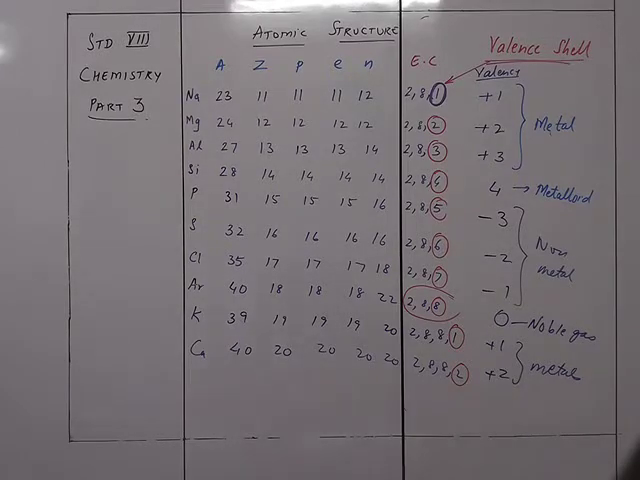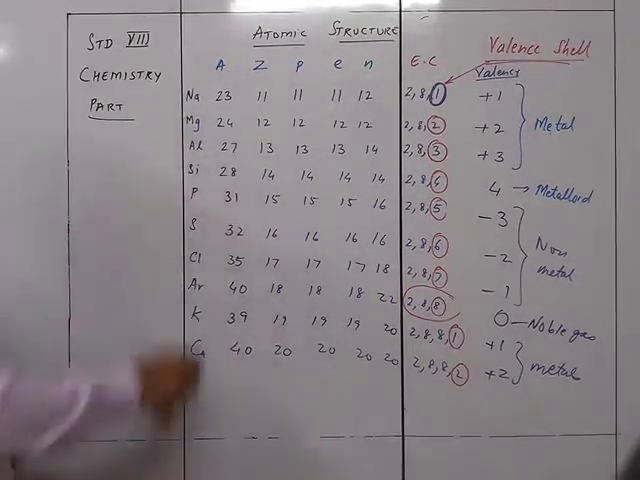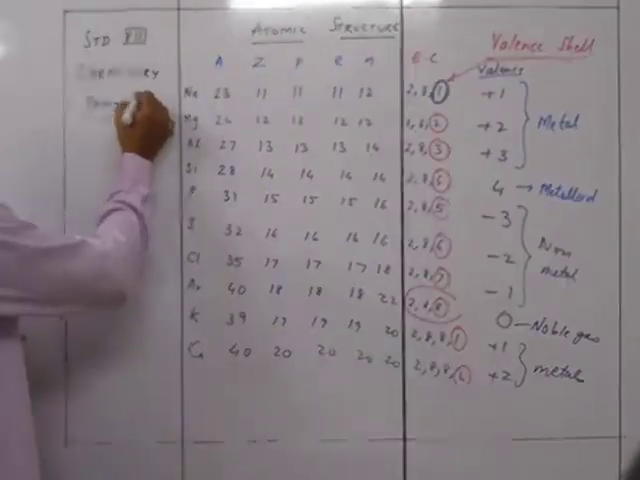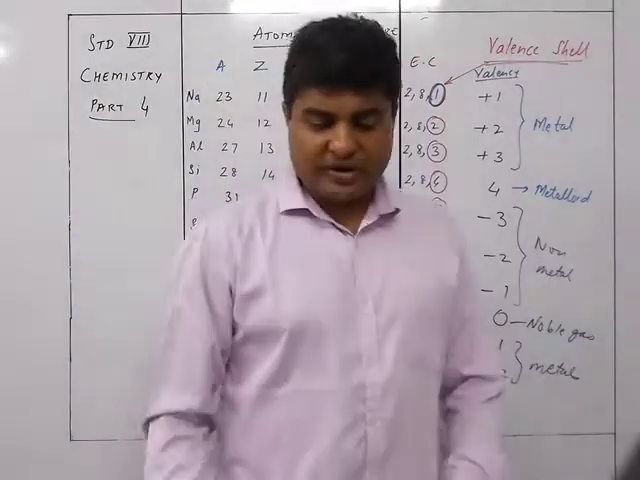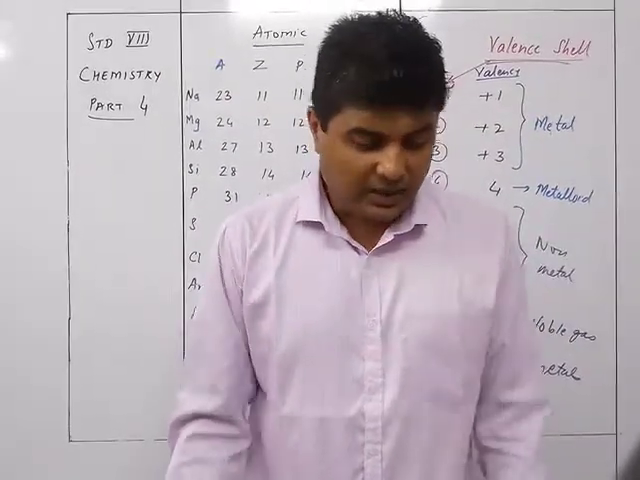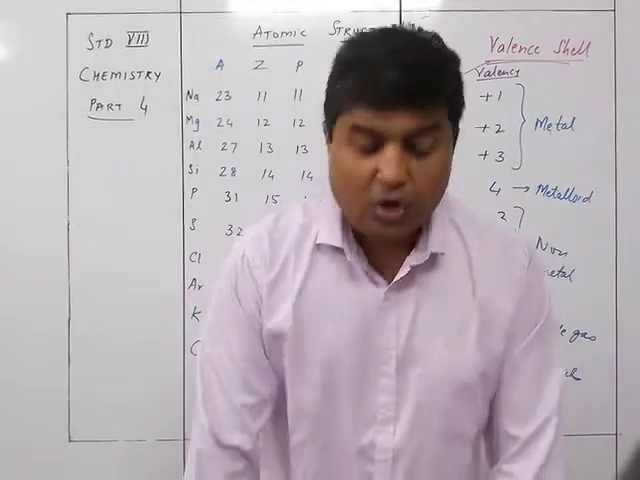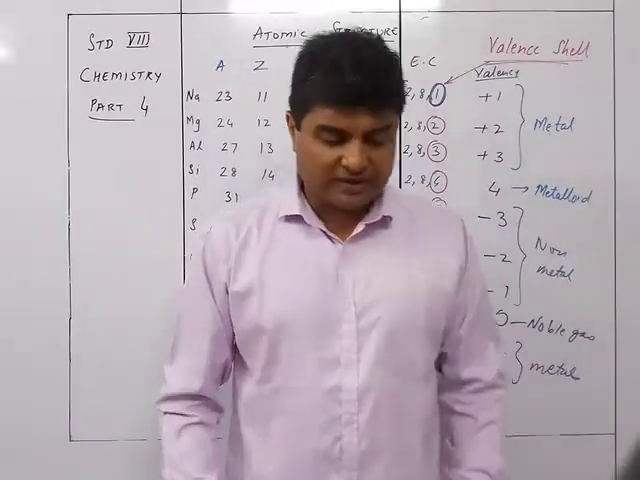Yeah, so we continue further. This is the fourth video of atomic structure. We had discussed the atomic structure, the electronic configuration, and how valency is determined. Now let us understand the concept, or the definition, of valency.